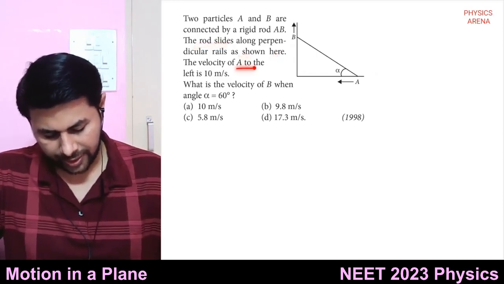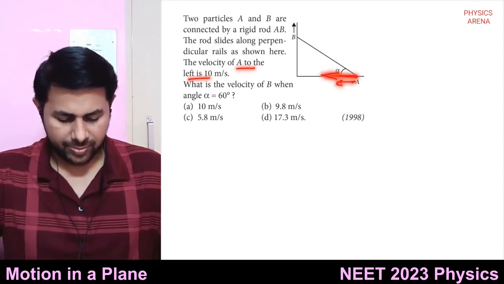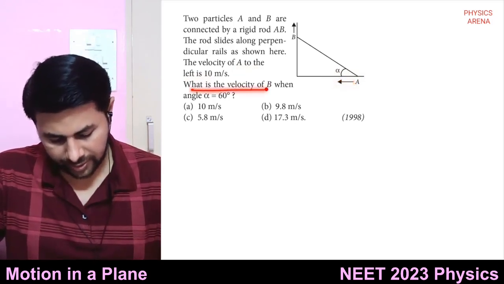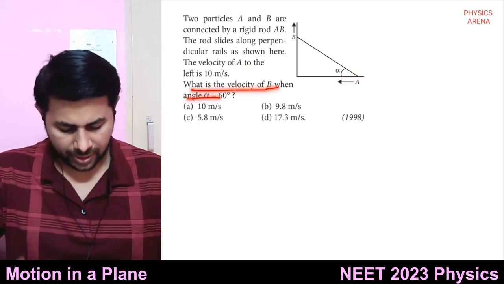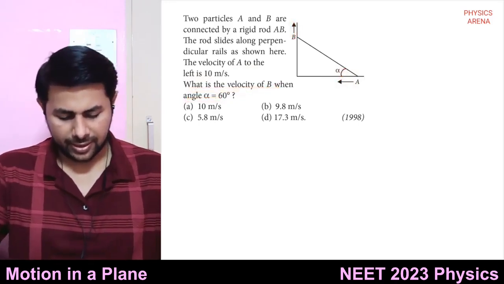The velocity of A to the left is 10 meters per second. So this end is moving towards the left with a velocity of 10 meters per second. What is the velocity of B when angle alpha is equal to 60 degrees? So what will be the velocity of B when the angle is 60 degrees?